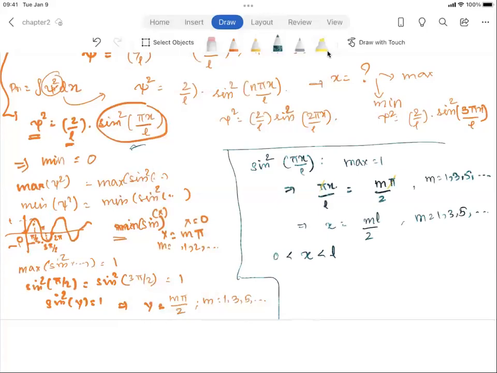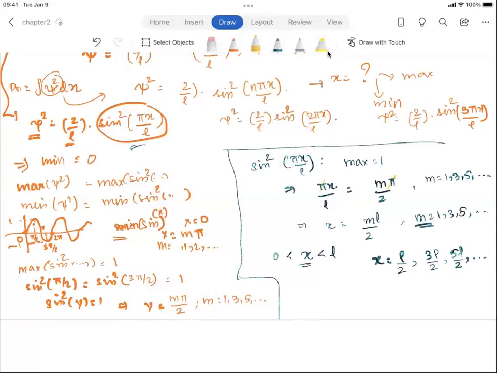It has to be finite at some point in the box. So this is the constraint we have on x. So plugging in these values, we see that x is equal to L by 2 or 3L by 2 or 5L by 2 and so on, right?